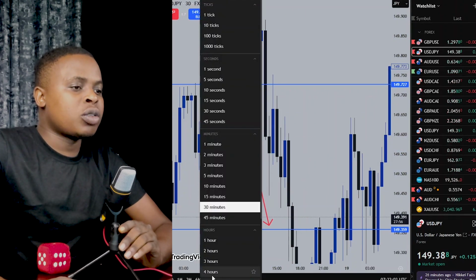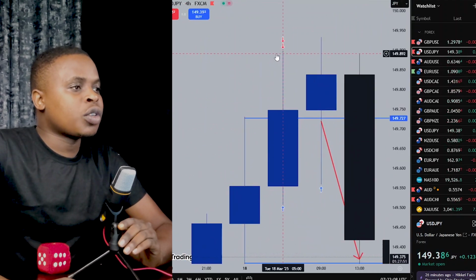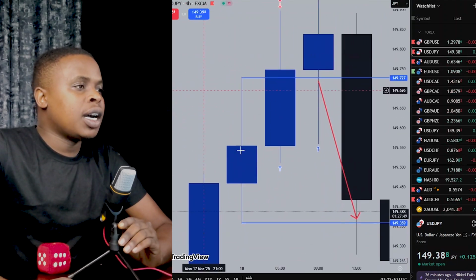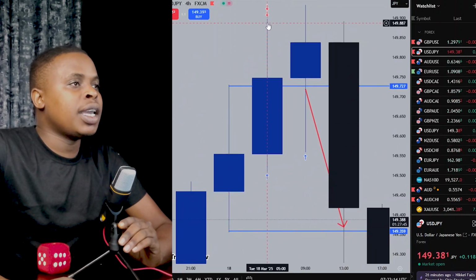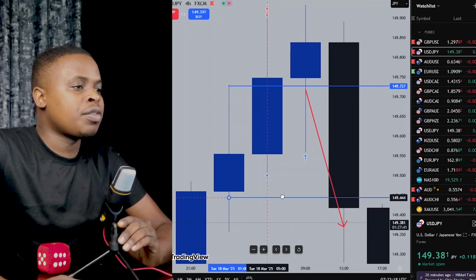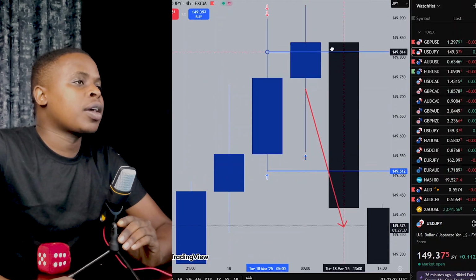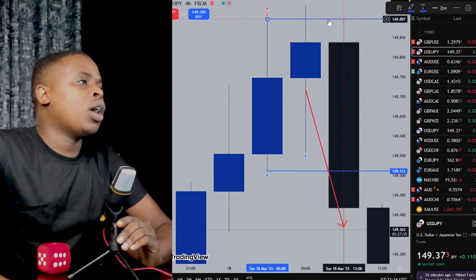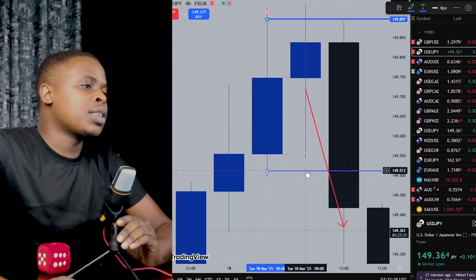So let us go back to the 4 hour. Instead of using this candle and placing the trade too early, we should have marked this one first, this one instead. So here, upper and lower. And let's make this thicker so that you guys can really see it.